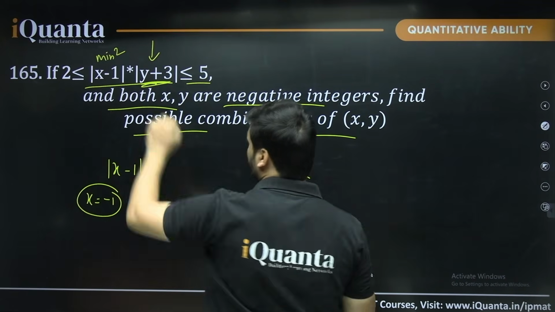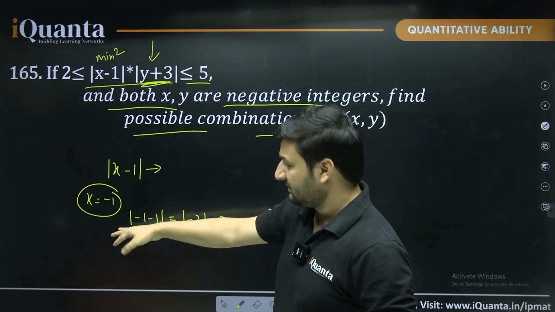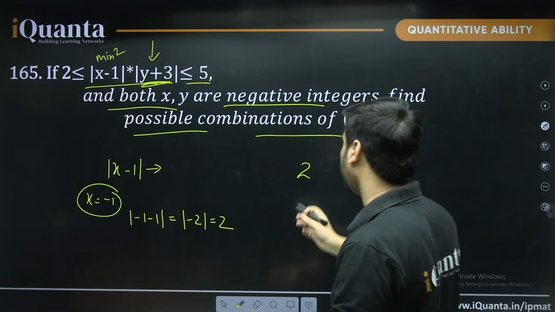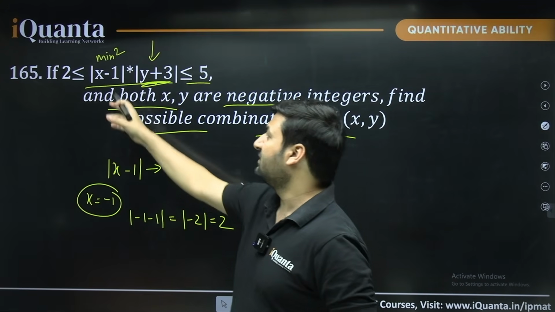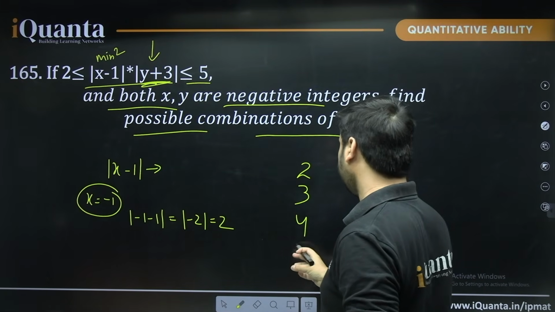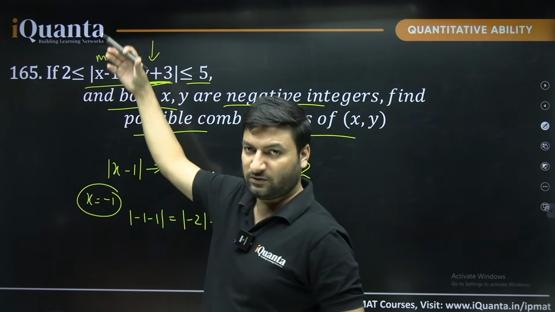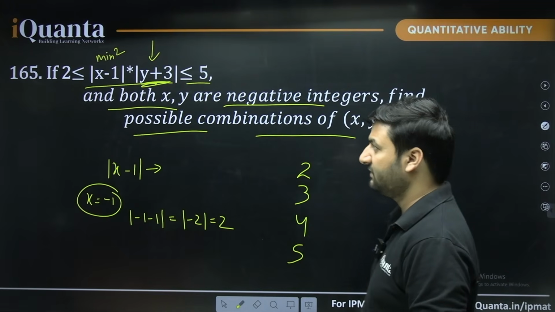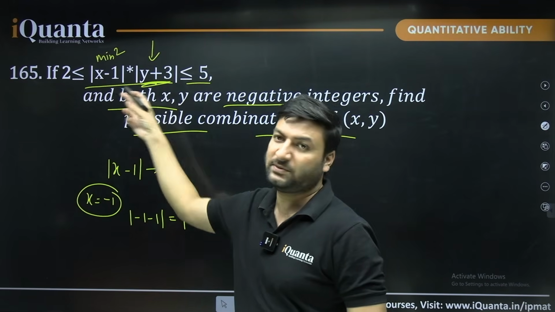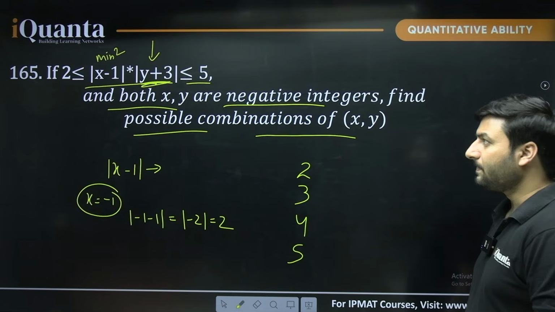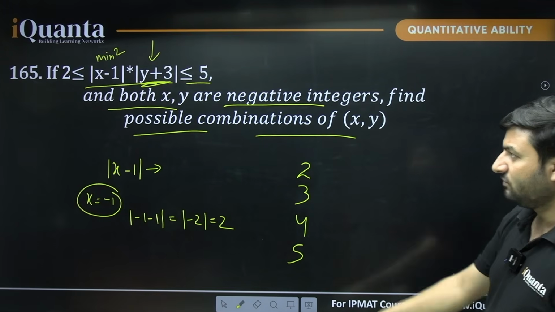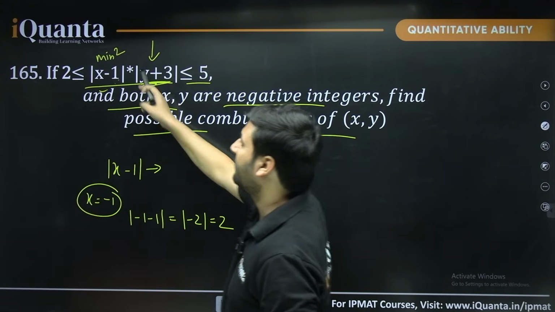What is the second value possible for this? The next negative integer is −2, so −2 − 1, |−3|, that will be 3. If x is −3, this is 4. If x is −4, this is 5. You cannot take x beyond −4. If you take it to −5, then we have −5 − 1, that is 6. 6 into something will never be between 2 and 5. I hope that is clear. So 2, 3, 4, 5 are the only possible values of this |x − 1|.